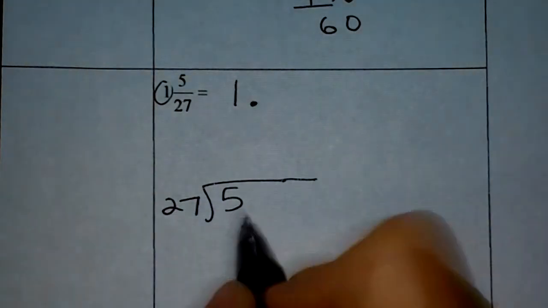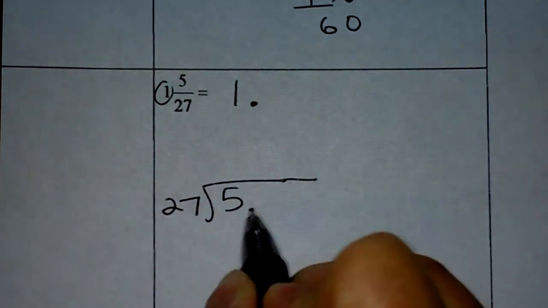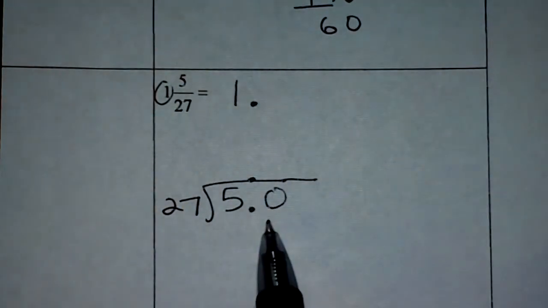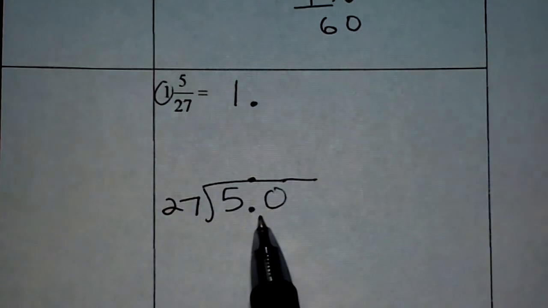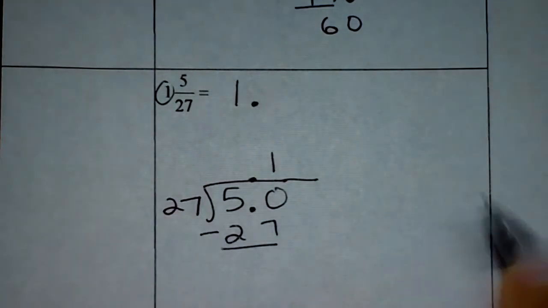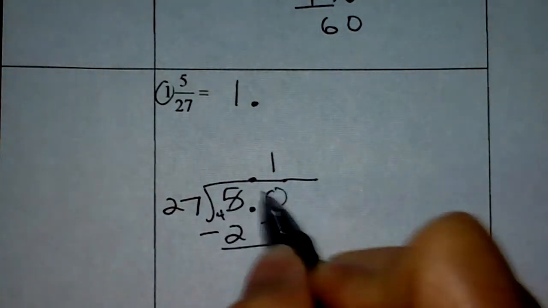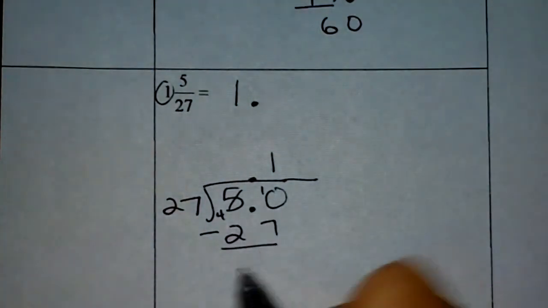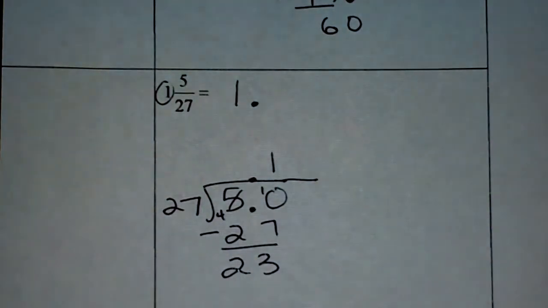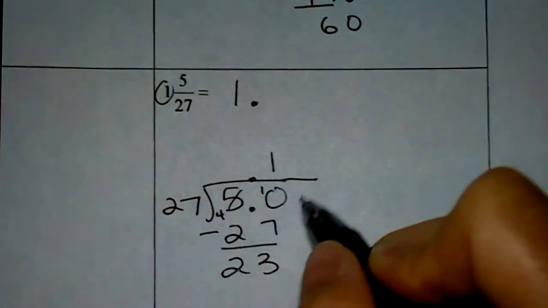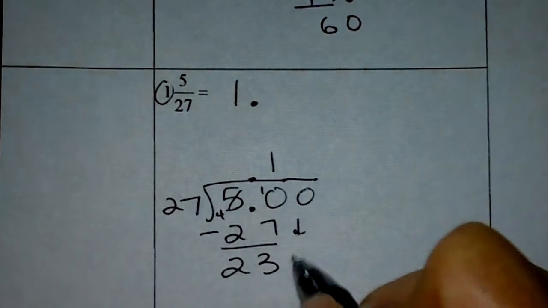Yep. So 27 doesn't go into 5. I'm going to add my decimal point there. 27 does go into 50. It doesn't quite go into it twice, though, because that would be over 50. 25 would go into 50 twice. So just one time. And now we're going to subtract. Maybe you're doing some borrowing here. Maybe you just know off the top of your head that it's 23. And I have a remainder, so I'm going to add that 0 there.